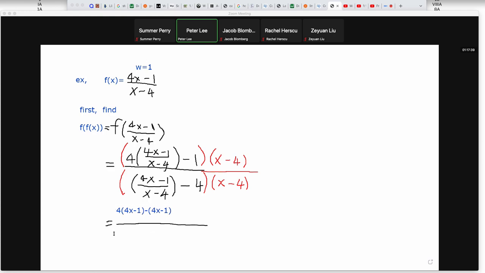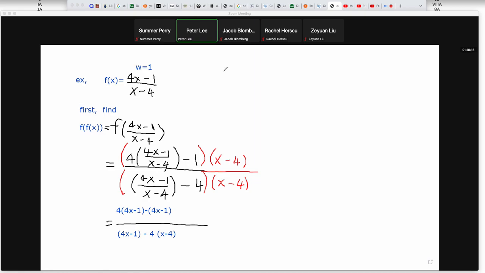And then the denominator, when you multiply that by x minus 4, we have 2 terms: we get 4x minus 1 inside the parentheses, and then minus 4 times (x minus 4). Okay, so this is the first step. Do you understand this much? Yes. Okay, then the rest of it is quite easy. There's really not much going on after this.